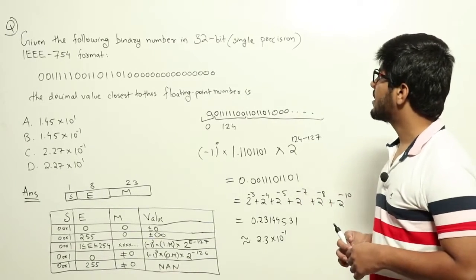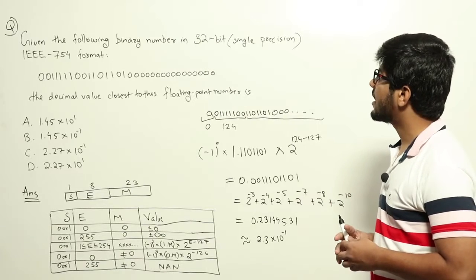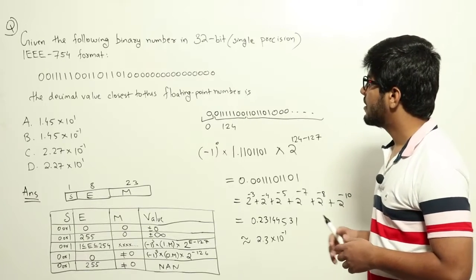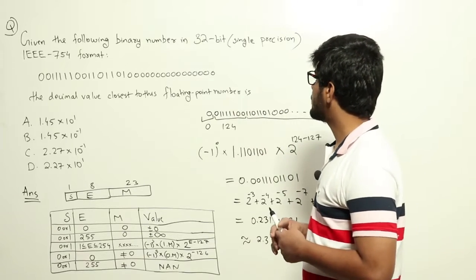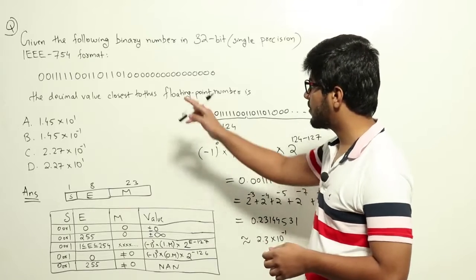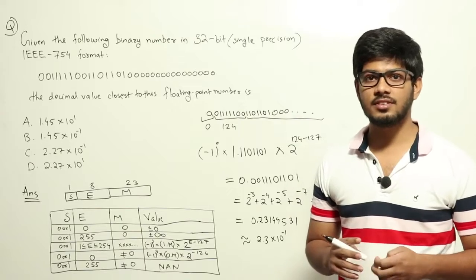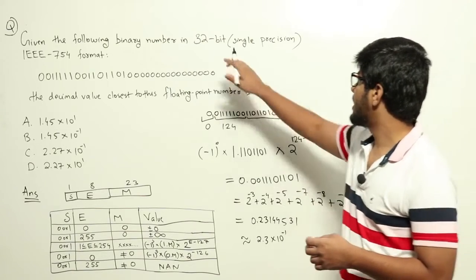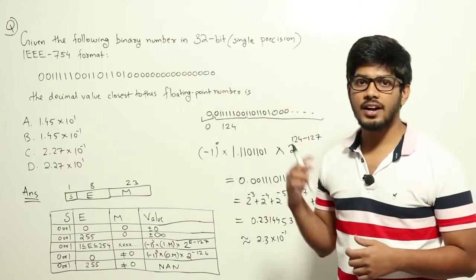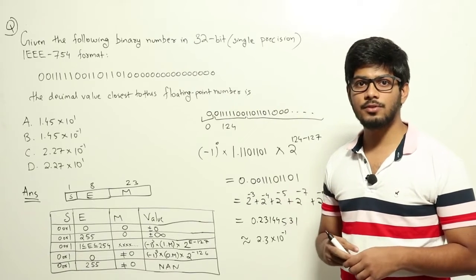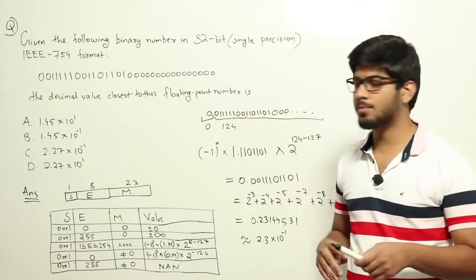Consider the following binary number in 32-bit single precision IEEE 754 format. The decimal value closest to this floating point number is, and we have been given 4 options. So this is a question from digital logic design from number systems. They are asking us about IEEE single precision format. IEEE single precision format and double precision format are there in the GATE syllabus and you need to study both.